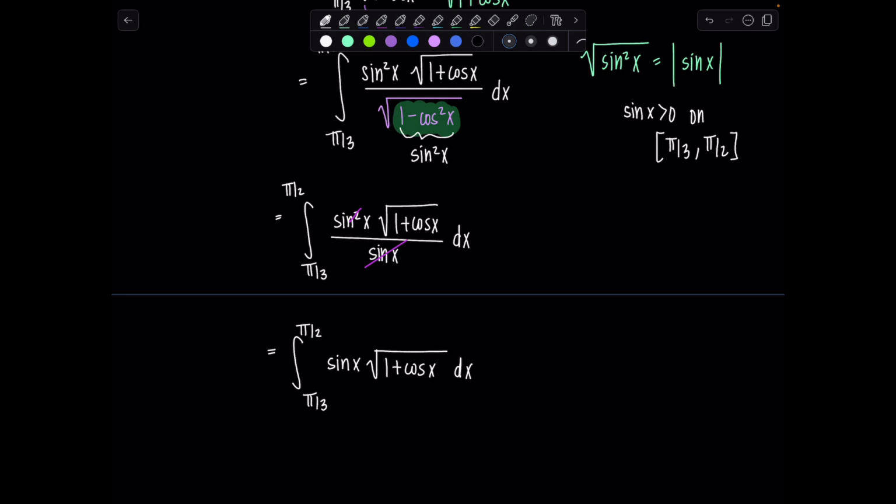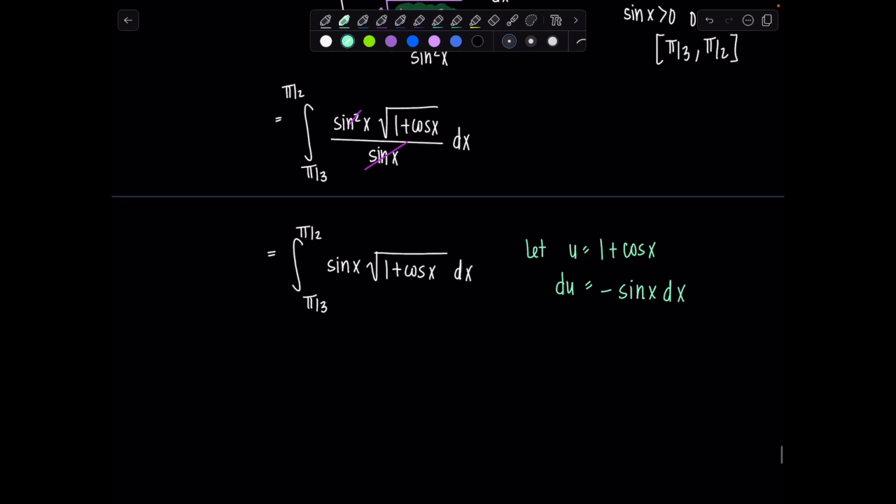And now we can U-sub. Can you see that? Because this sine is no longer squared. And then I can just let the quantity underneath the radical be u. So let's let u be 1 plus cosine x. And then du is negative sine x dx.